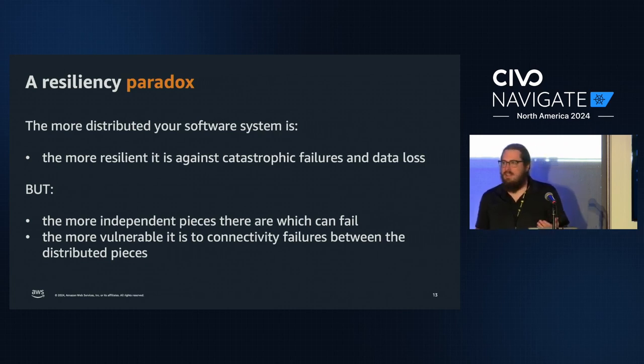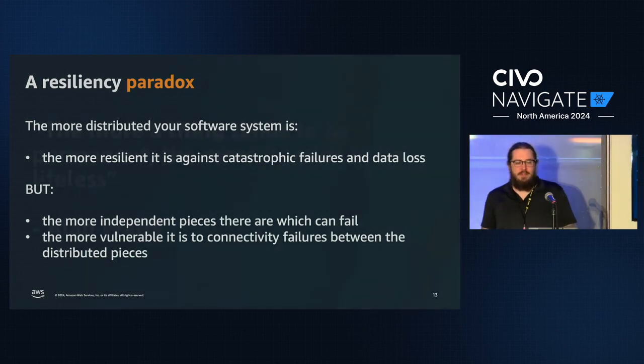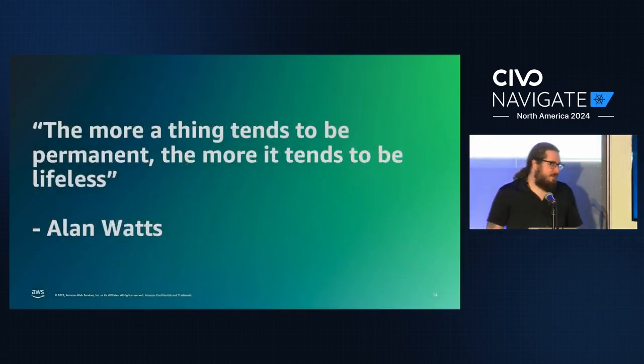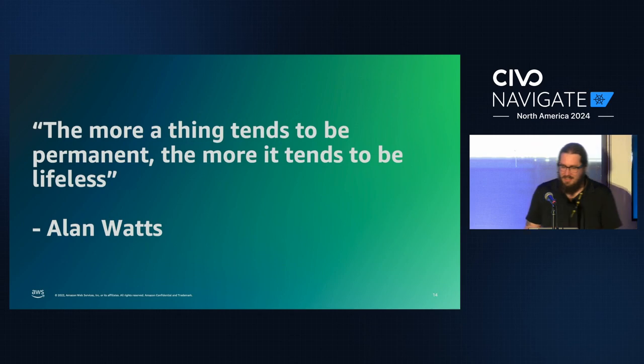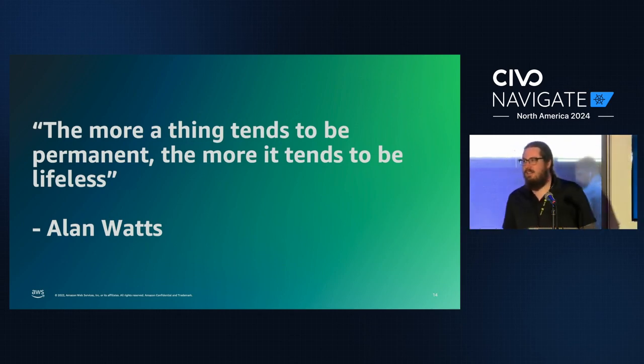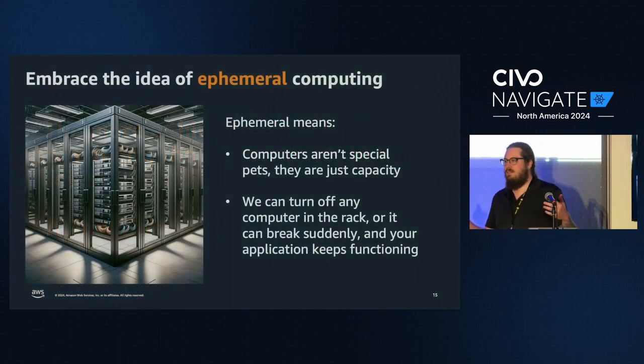So how do we solve this problem, right? We're still trying to fight that chaos. We don't want to succumb to chaos. We want to be resilient. Well, I'm going to bust out another Alan Watts quote. He says, the more a thing tends to be permanent, the more it tends to be lifeless. And the last thing we want is your website or API to be lifeless, right? We want it to be online at all times. So how does this apply? We want to embrace impermanence. We want to embrace ephemeral computing. So what does this mean?